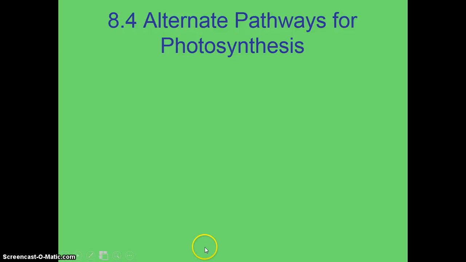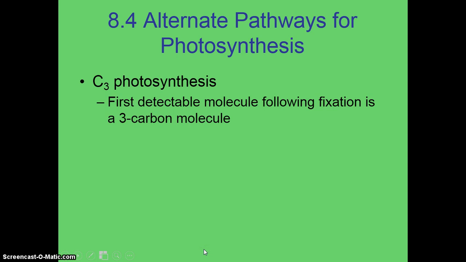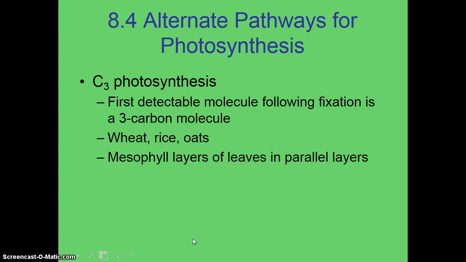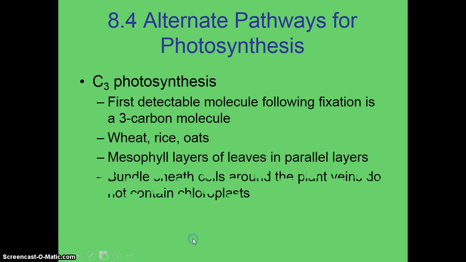We're going to take a look at some alternate pathways for photosynthesis in this lecture. The first one is called C3 photosynthesis. The first detectable molecule following fixation is a 3-carbon molecule, hence the name C3. This happens in wheat, rice, and oats, and the mesophyll layers run in parallel layers, and I'll show you a picture of that in just a second.